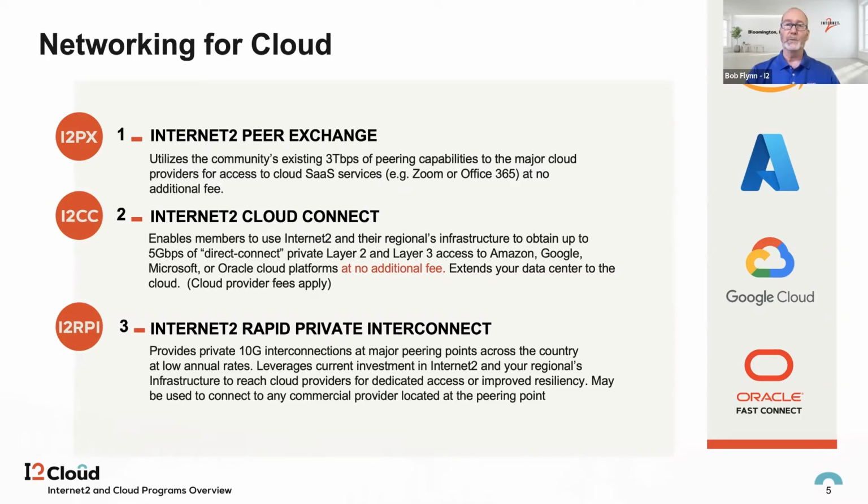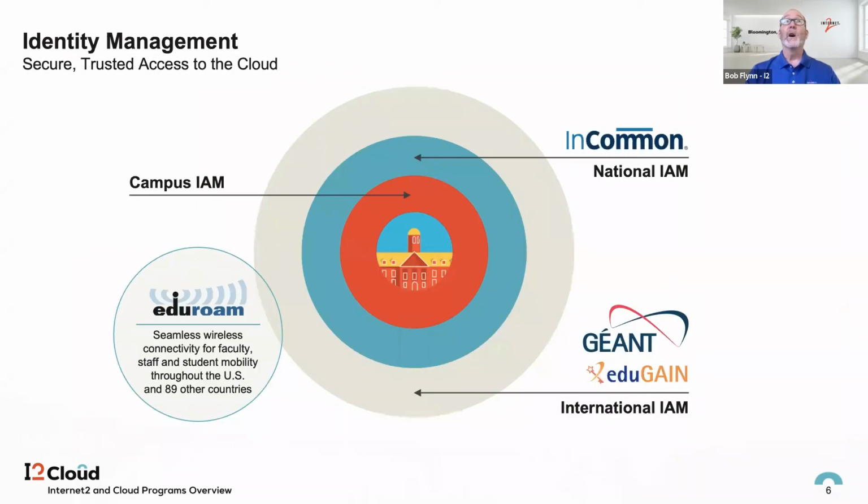but these are available to this community. On the identity side, I mentioned earlier, we have InCommon, which is a national identity and access management framework. You may be familiar on your own campus or institution with eduroam. Eduroam is a worldwide wireless standard that allows you to leverage your own institution's credentials to log into wireless points around the world. And we also partner with GÉANT on the international identity space as well.